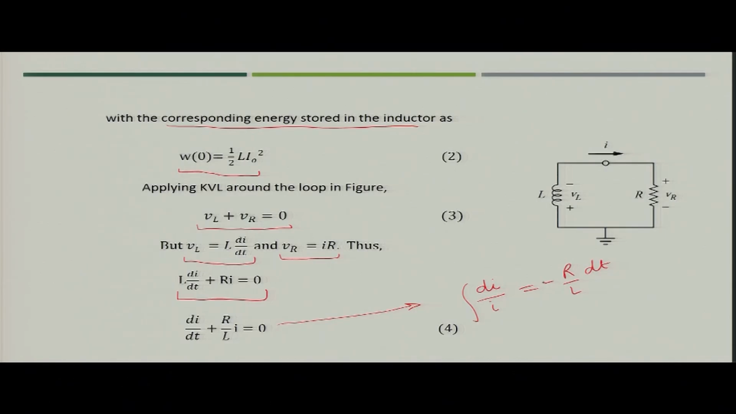Now we can integrate both sides, so this becomes ln I equal to minus R by L into t plus some constant. Let us assume that constant is ln A, which is what we assumed when analyzing the RC circuit. So, we can write ln of I by A equal to minus R by L into t.